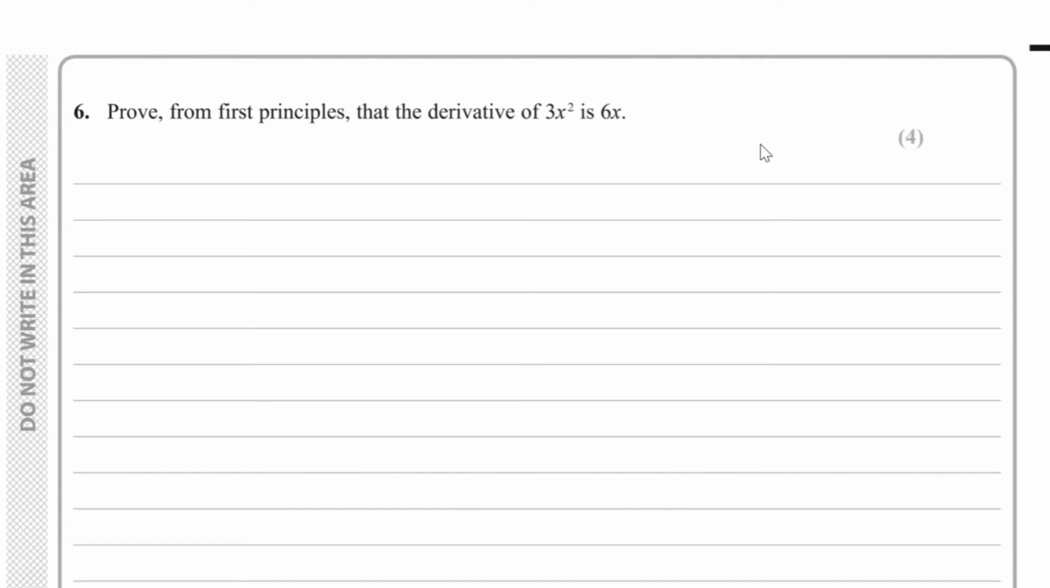Question number 6, we have to prove from first principles that the derivative of 3x squared is 6x. What we'll do to begin with is we will let f of x equal 3x squared. Now let's draw a quick diagram to help us out here.